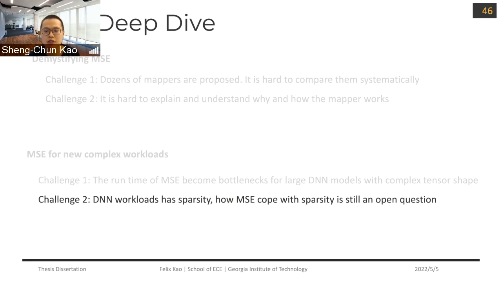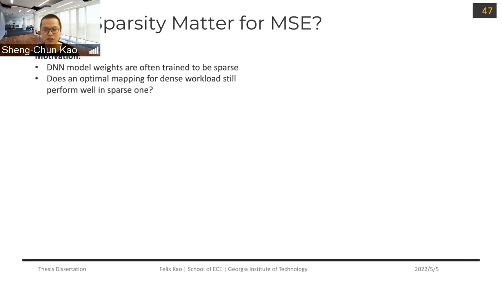The second challenge we want to discuss is sparsity. There are more and more pruning techniques developed to sparsify the model. However, there are few studies on how sparsity affects the MSE. The motivation here is that there are more models that are proposed with weight sparsity. Thus, the optimal mapping for dense workloads may not still perform well in sparse workloads. So our experiment is designed as follows.